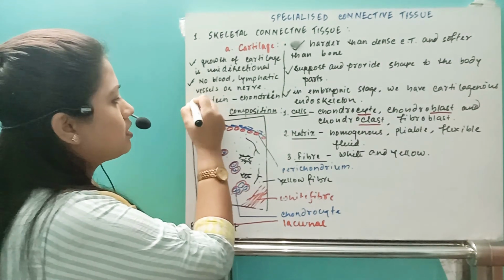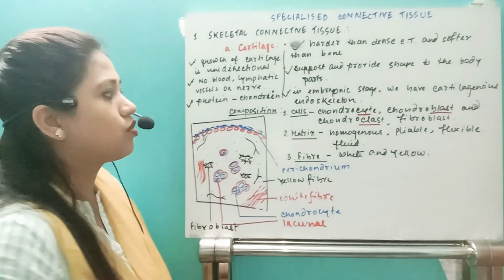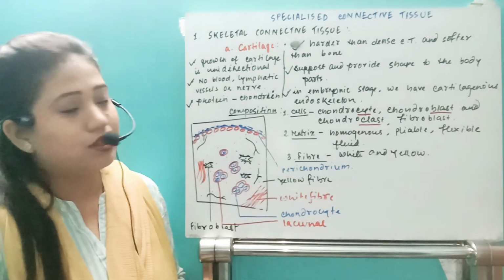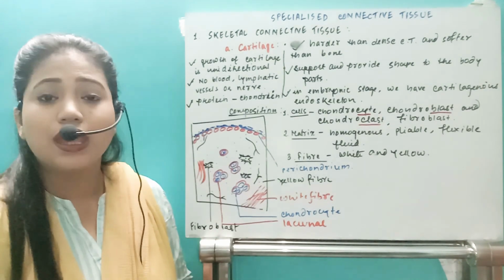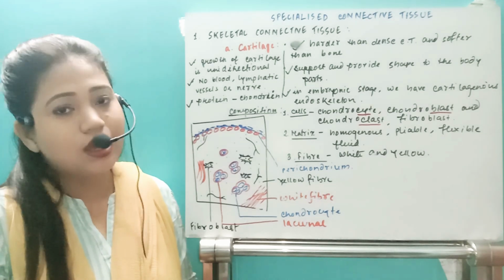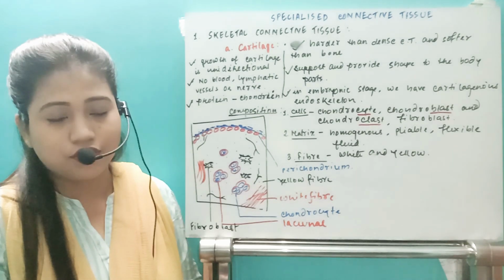Next one, there is a specific protein present. What is that protein? That is chondrin protein. So that is about the cartilage. We need to know this general structure. In the next video, I will tell you about the different types of cartilages. So that is about the cartilage. Hope you have understood. Thank you.